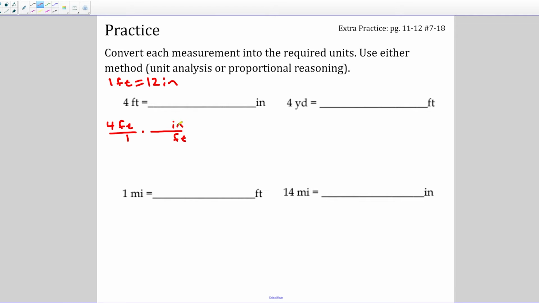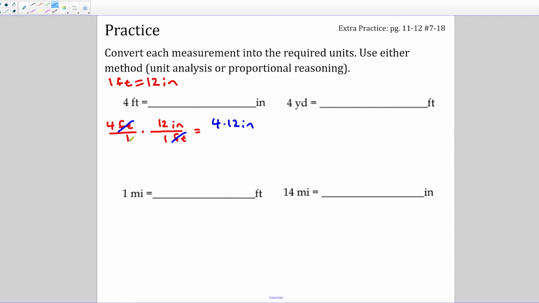That leaves us with inches up top. Looking at our conversion factor, we know that 12 inches is the same as 1 foot. So going ahead and getting rid of our feet on both the top and the bottom, we're left with 4 times 12 inches up top.